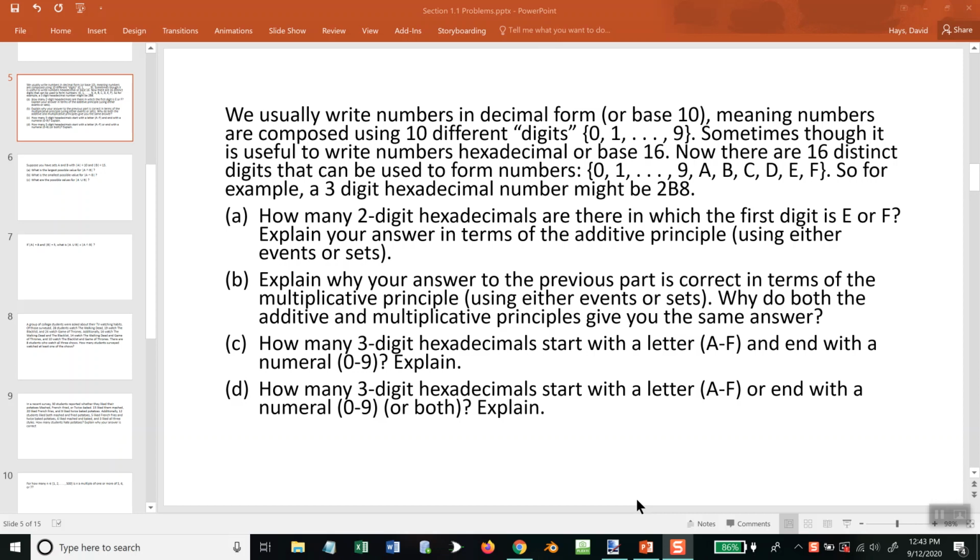So it goes from 0 to 15, basically, with those substitutions I just mentioned, which is a total of 16 digits. So, for example, a 3-digit hexadecimal number might be 2B8. You see hexadecimal in various parts of computer science. Okay, A.